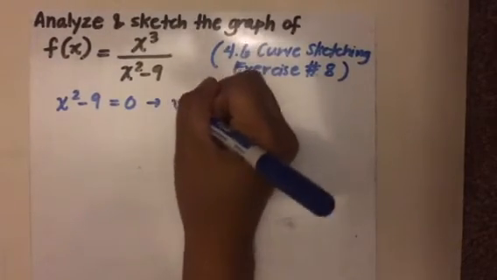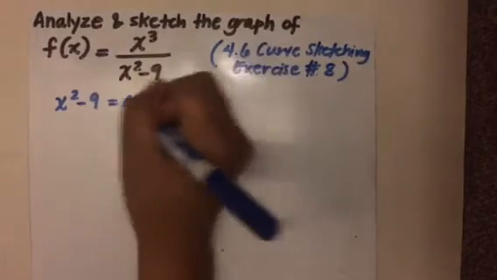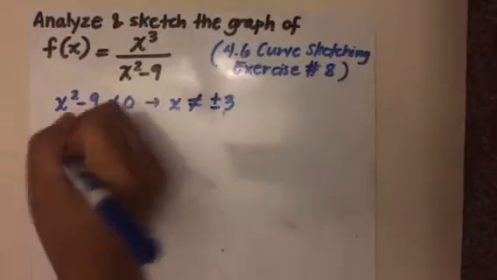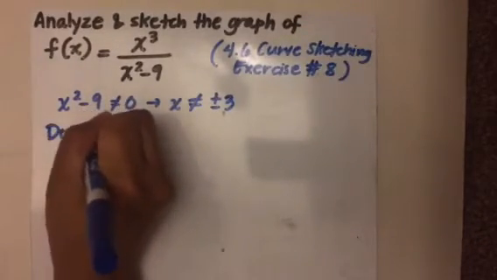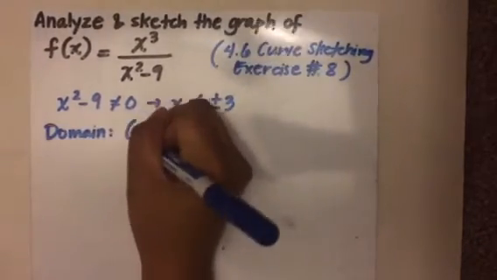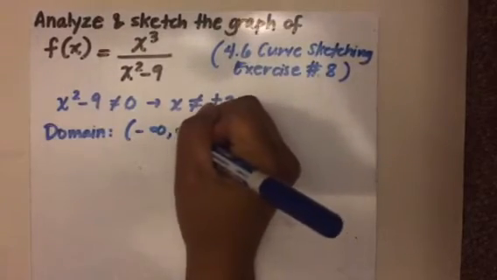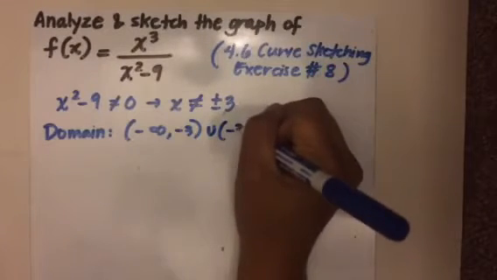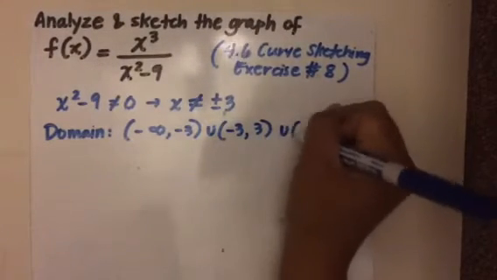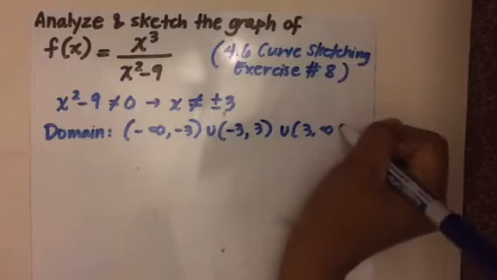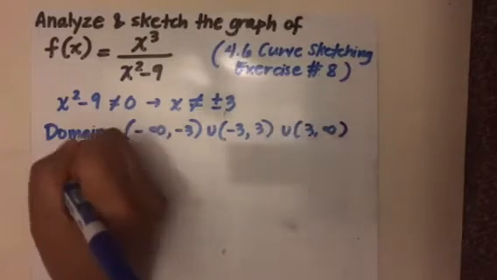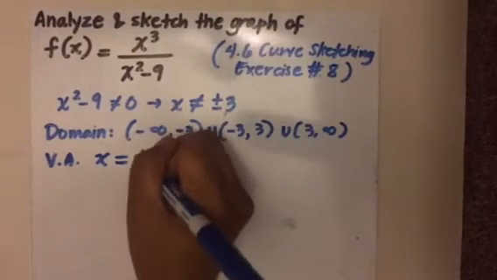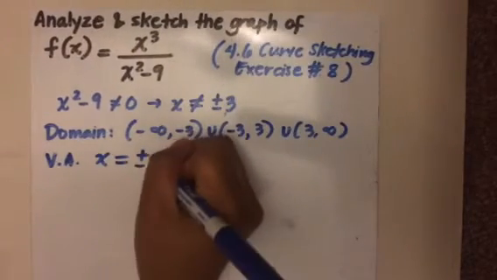And we get x cannot equal positive or negative 3. So that gives us our domain: negative infinity to negative 3, union negative 3 to 3, union 3 to infinity. And with that, we also find our vertical asymptotes to be x equals positive and negative 3.